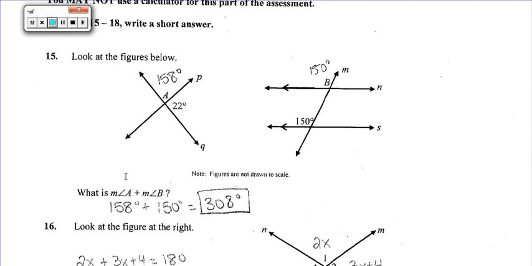So we can find angle A by doing 180 minus 22 to get that one. Angle B is obviously 150 degrees. Add those two together and you get 308 degrees.